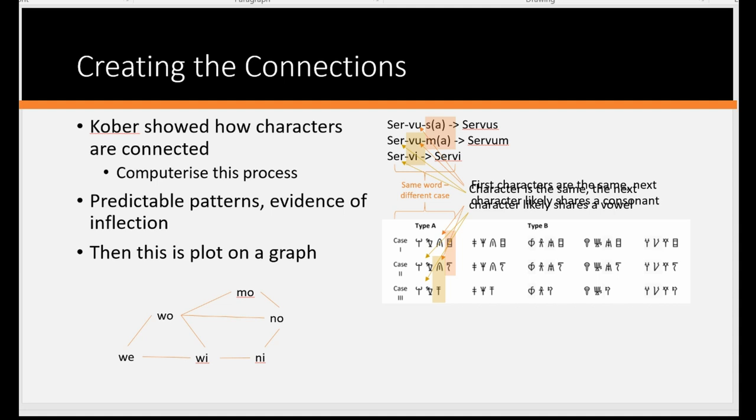So using these predictable patterns, finding these patterns, plotting these patterns, we can then start to build this kind of graph. So wo connects to we, connects to no, connects to mo, and you can build up this whole graph of connected characters. You don't even need to know whether or not it shares a vowel or a consonant, because you know if it shares some, it's probably an inflection.